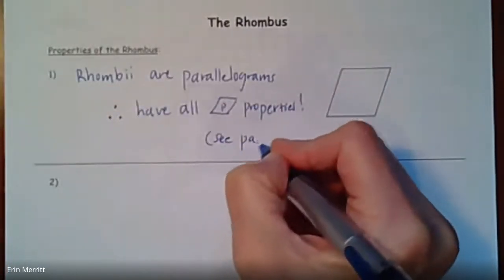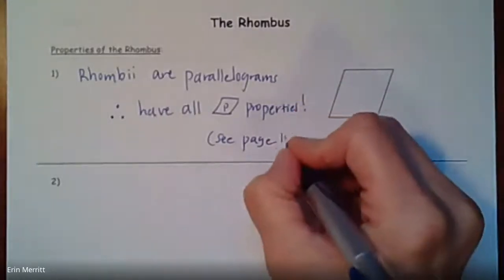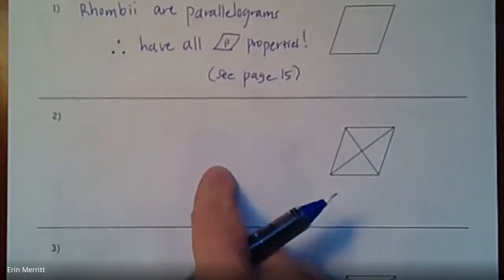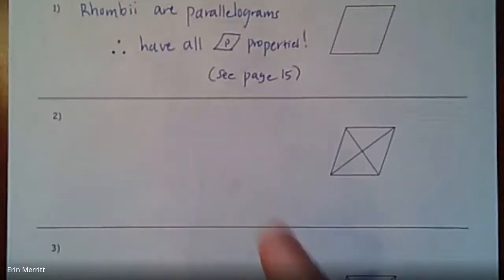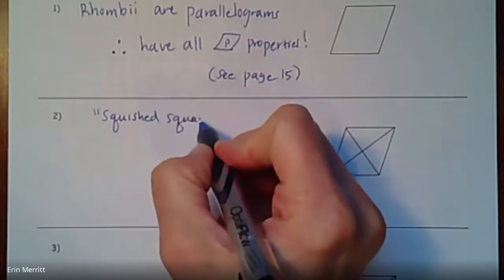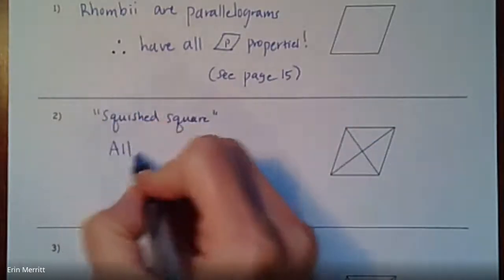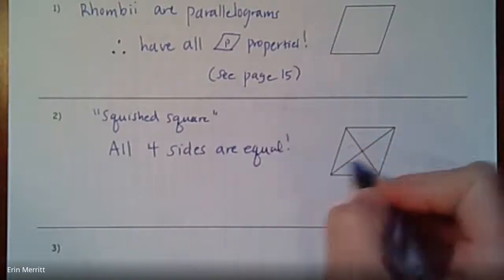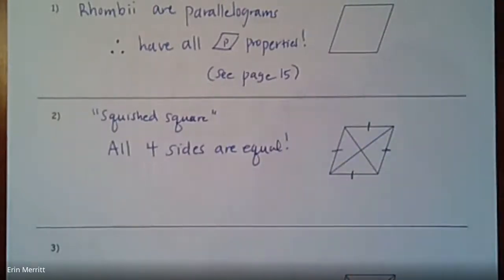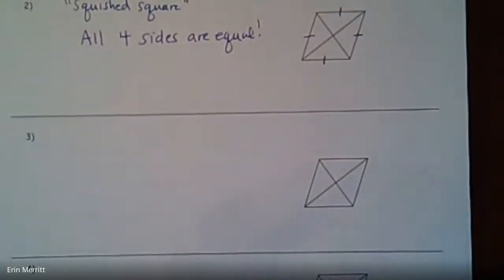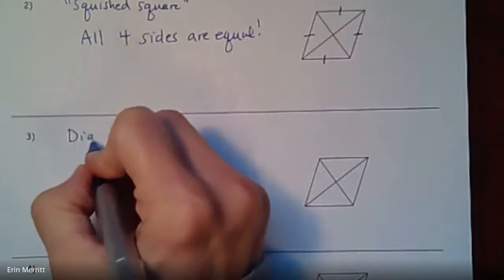And I'm not going to list them again. I'll say see page, what page did we do it on? Page 15. Or you can see any of the pages before that when we talked about parallelogram properties. For this, beyond that, a rhombus, I always think of it as a squished square. And all I mean by that is all 4 sides are equal. So 1, 2, 3, 4. All 4 of them are equal. When that happens, when the sides stay equal to each other, the diagonals have some cool properties here in that they are perpendicular.